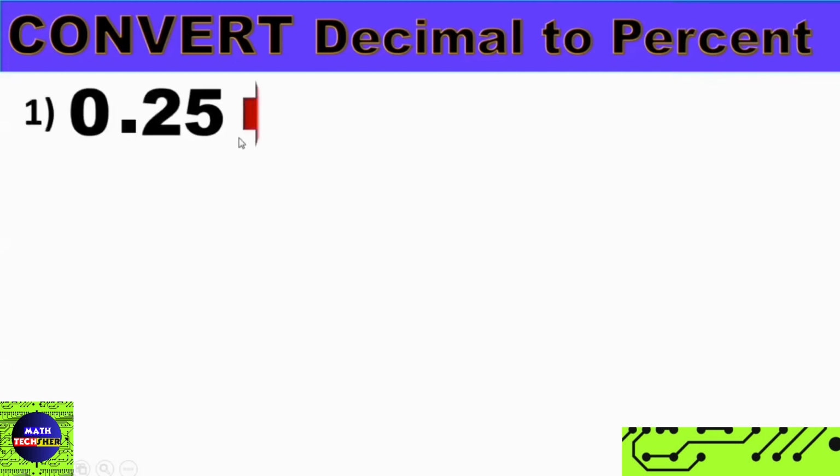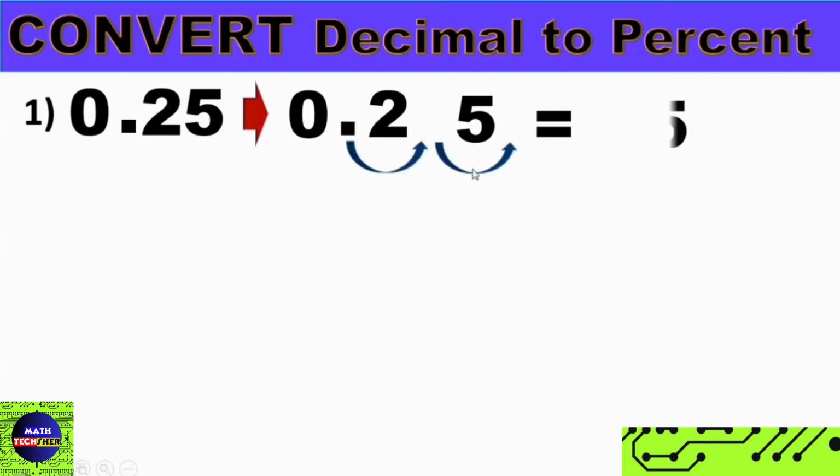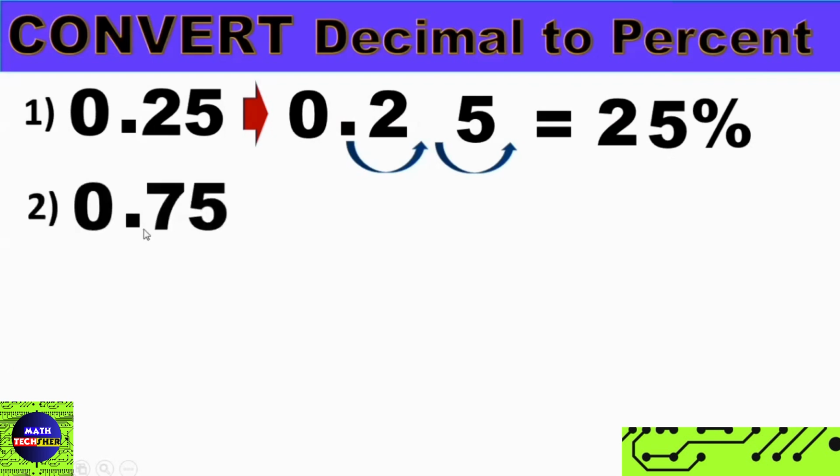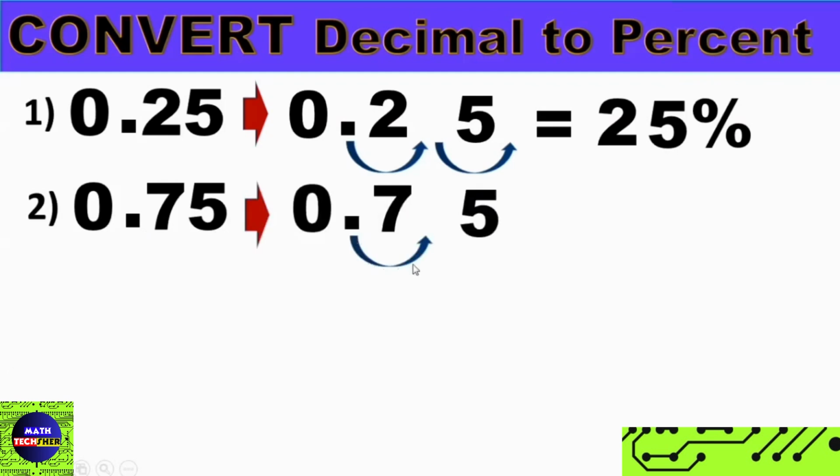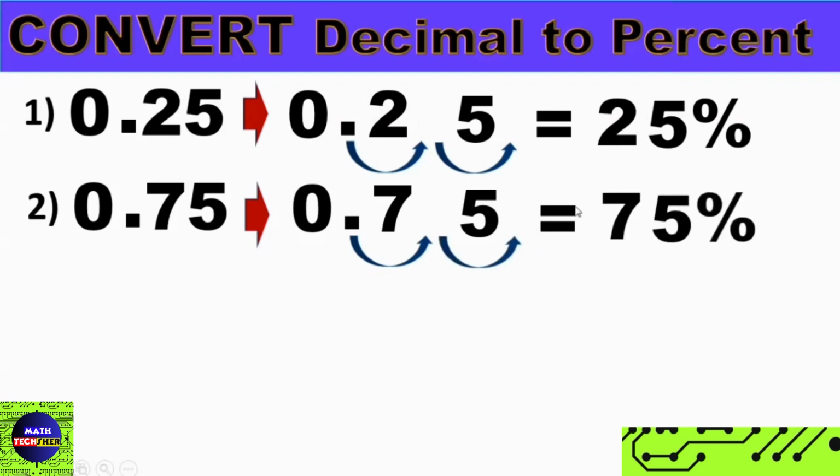Next, we have another example, 0.25. Okay, move 2 places going to the right. Then we have 25%. Number 2, 0.75. Convert to percent, we have 0.75 from the point. Okay, move 2 places going to the right, then 1 and 2. So we have 0.75 and add percent sign. So 0.75 is equivalent to 75%.